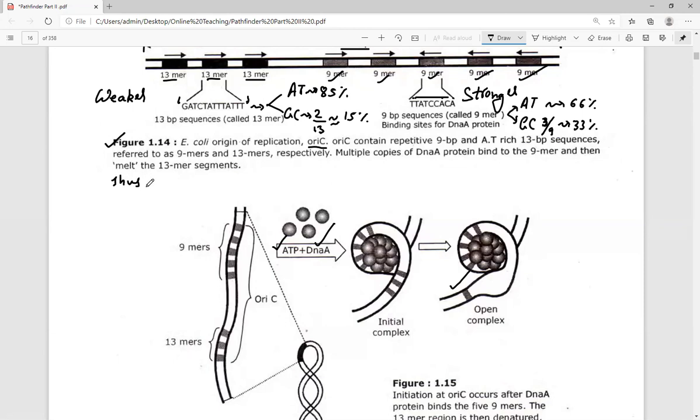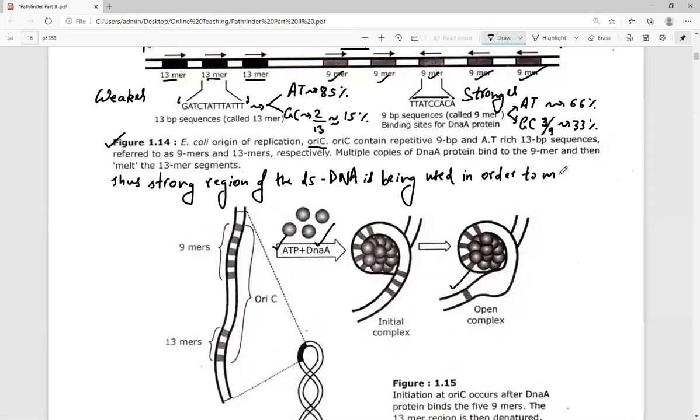Thus, the strong region of the dsDNA is used to make a swivel, in order to melt the dsDNA at the 13-mer region.